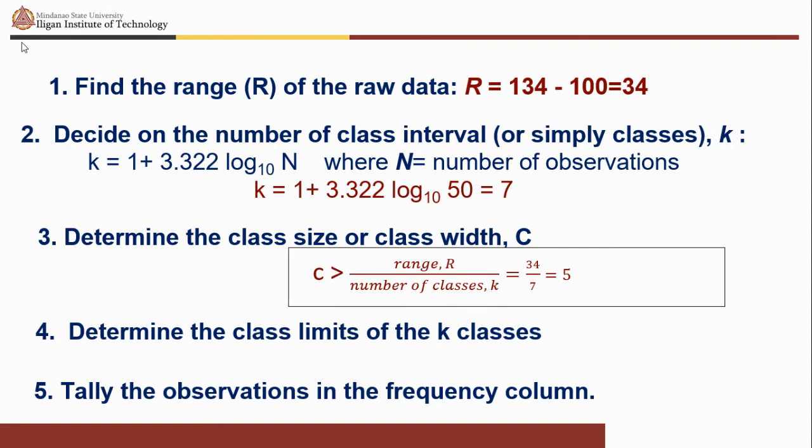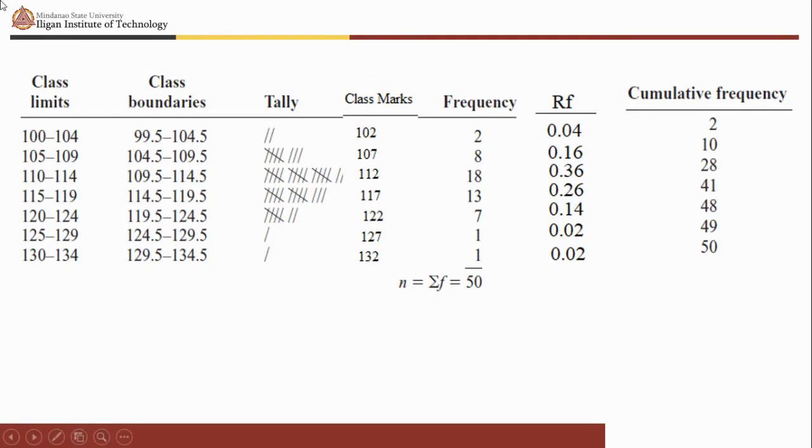In determining the class limits of the K classes, we usually start with the lowest limit. But in reality, you can choose your own starting point. But for us to have uniform answers, we need to start with the lowest limit. Now, this is our frequency distribution table. And how do we construct this? First, we start with the lowest value, which is 100. Then we use the C.